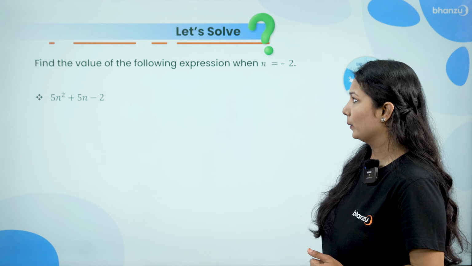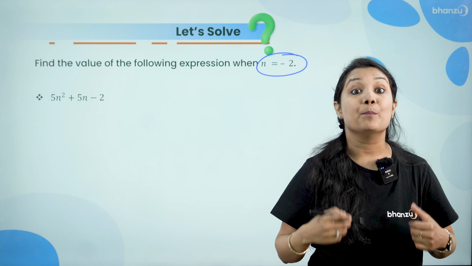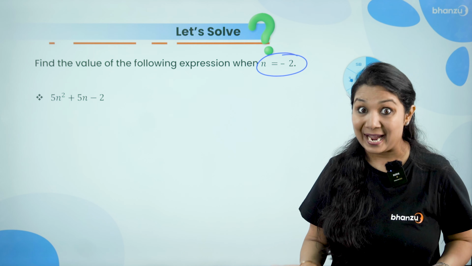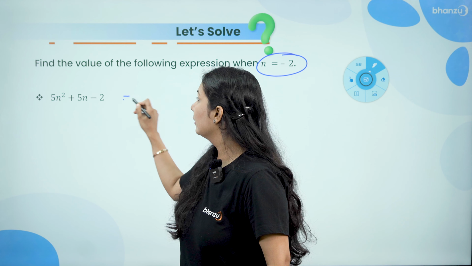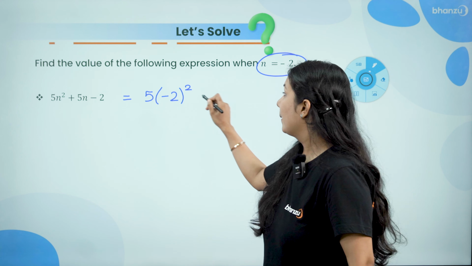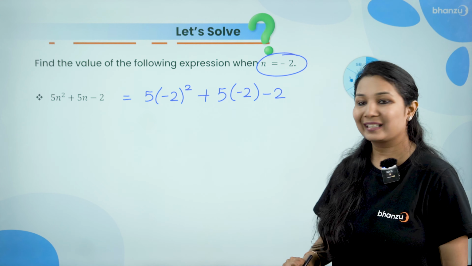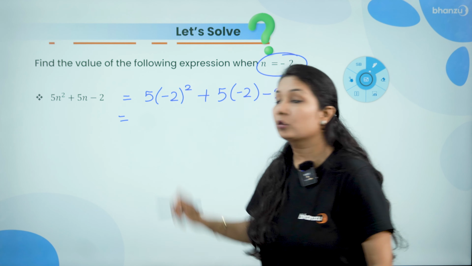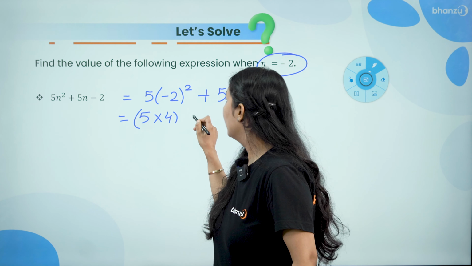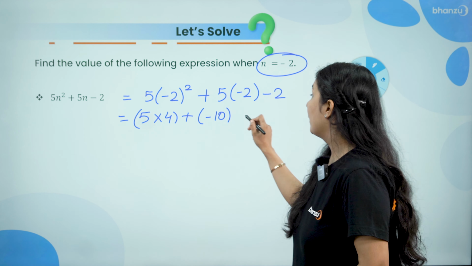Let's solve more questions over here. Now the value of the variable is given in negative. It's minus 2. No problem. We are going to substitute the value of n as minus 2. So 5 into minus 2 square, because it's n square, plus 5 into n, which is minus 2. So minus 2 square would be 4, so 5 into 4, plus 5 into minus 2, which is minus 10, minus 2.